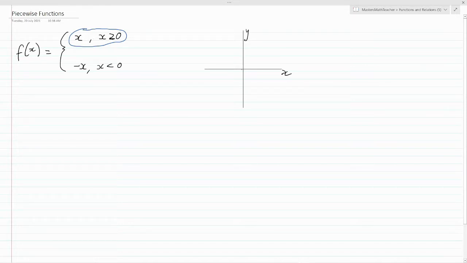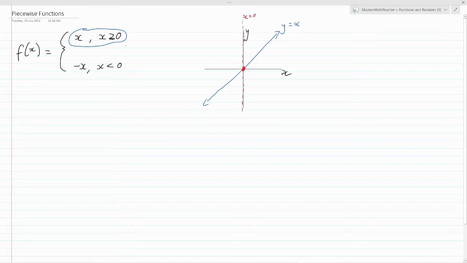If we're drawing this, this is just our ordinary straight line, y equals x, and it looks like that. If we had no restrictions, this is the line y equals x. However, we're saying that we're only interested in x greater than or equal to 0. So I'm going to draw my barrier here. This is my x equals 0 line, and I'm saying I stop here.